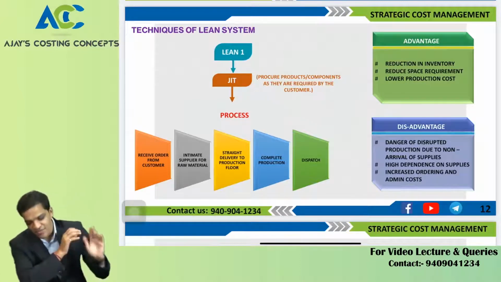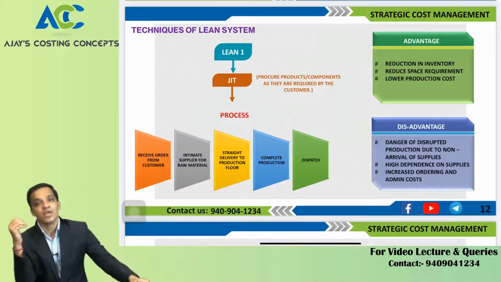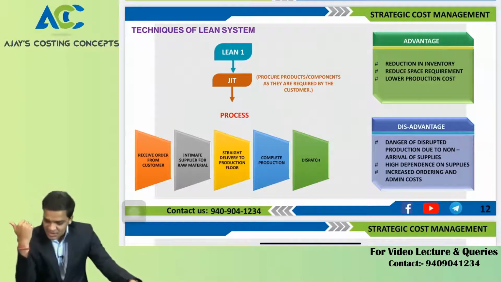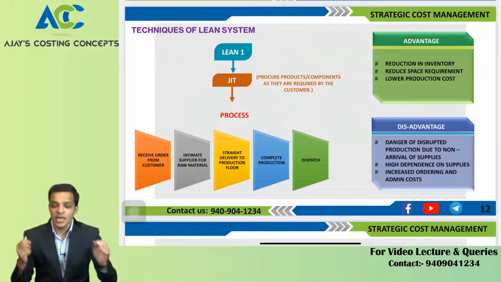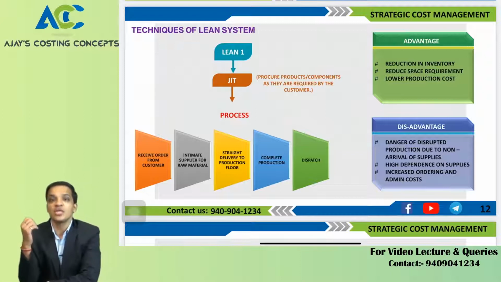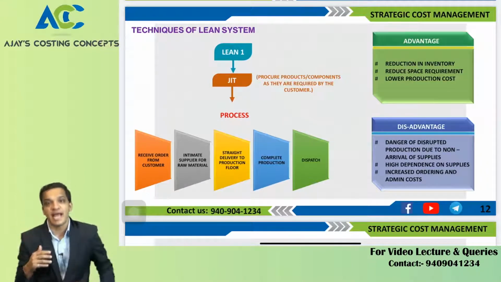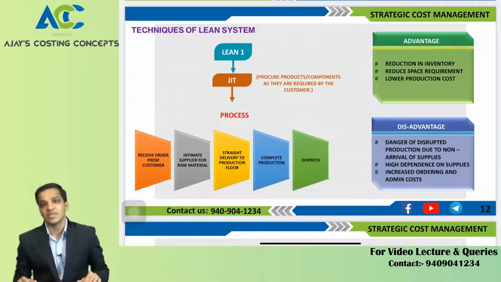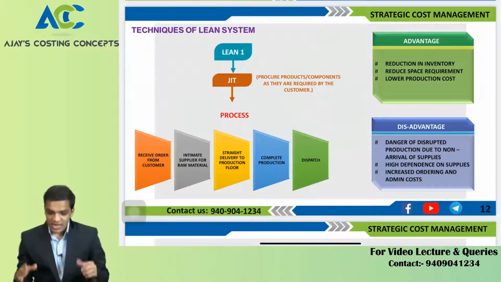So basically, there are various advantages of this. The first advantage, as I said, is reduction in inventory, reduction in space requirement, and definitely lower production cost. Why is there a lower production cost? Because the loading and unloading times, storage space, and labor efficiencies, that labor counting, all those are reduced or eliminated, because of which our just-in-time purchase gives savings in cost.